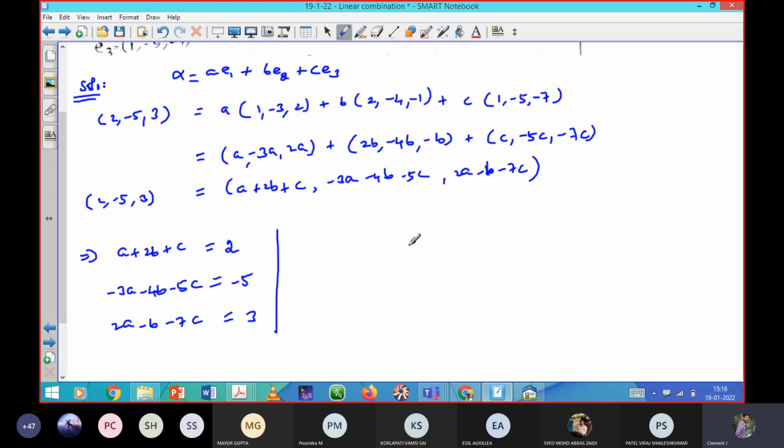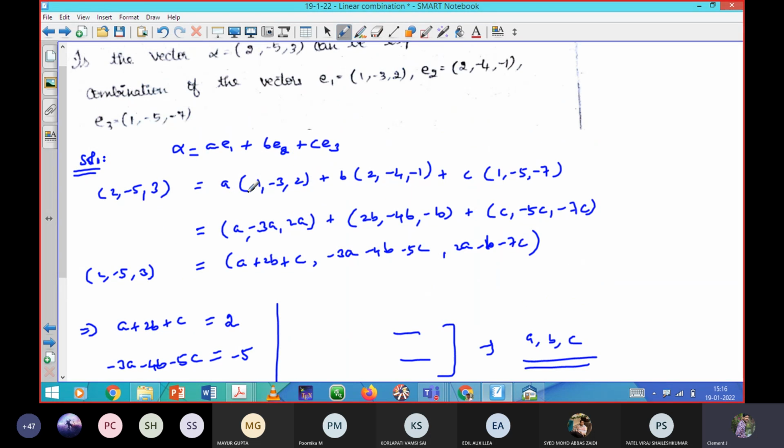In the same way, by picking the second and third equations, you can get another equation. Finally, if you solve these 2 equations, you can say what A, B, and C are. After determining A, B, C, you simply have to substitute them back into the equation. Okay, so you have to check.